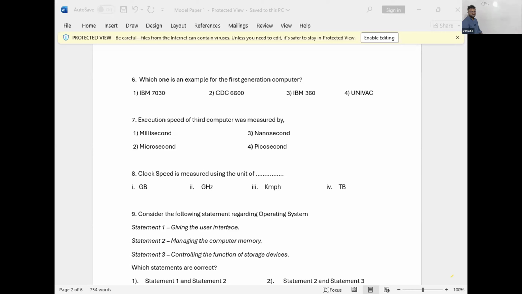So for the CPU also there is a specific unit for the speed, right?